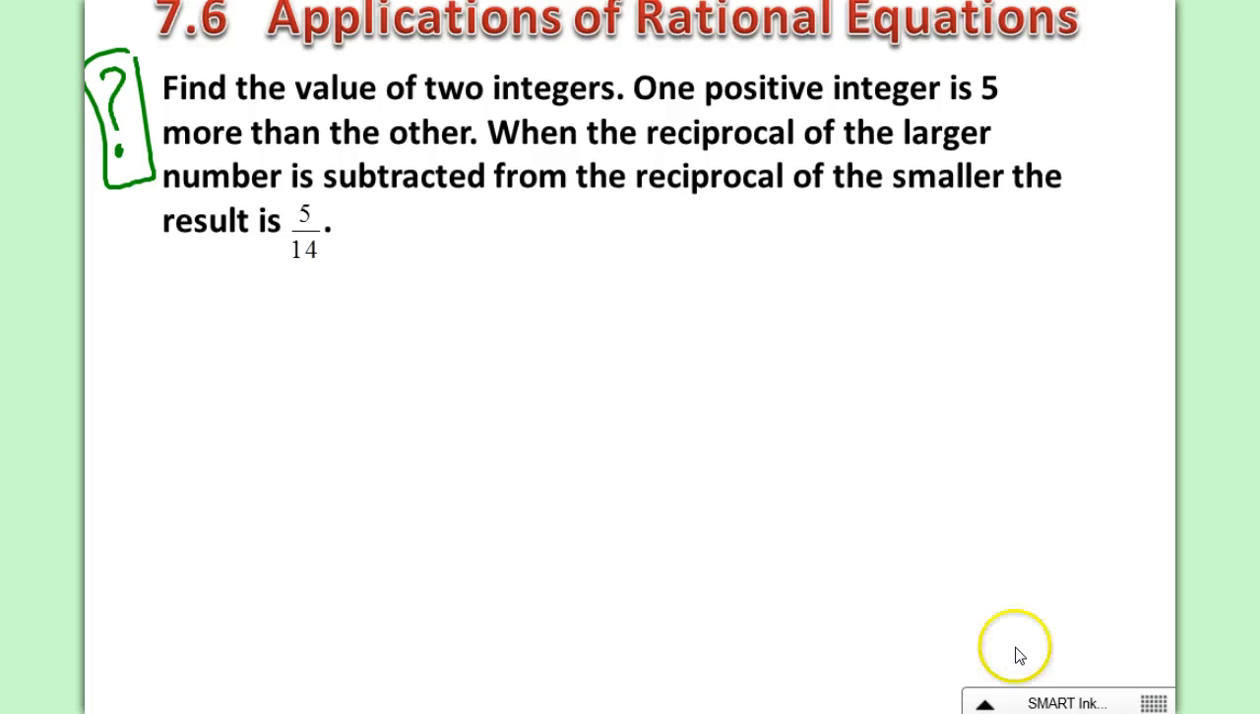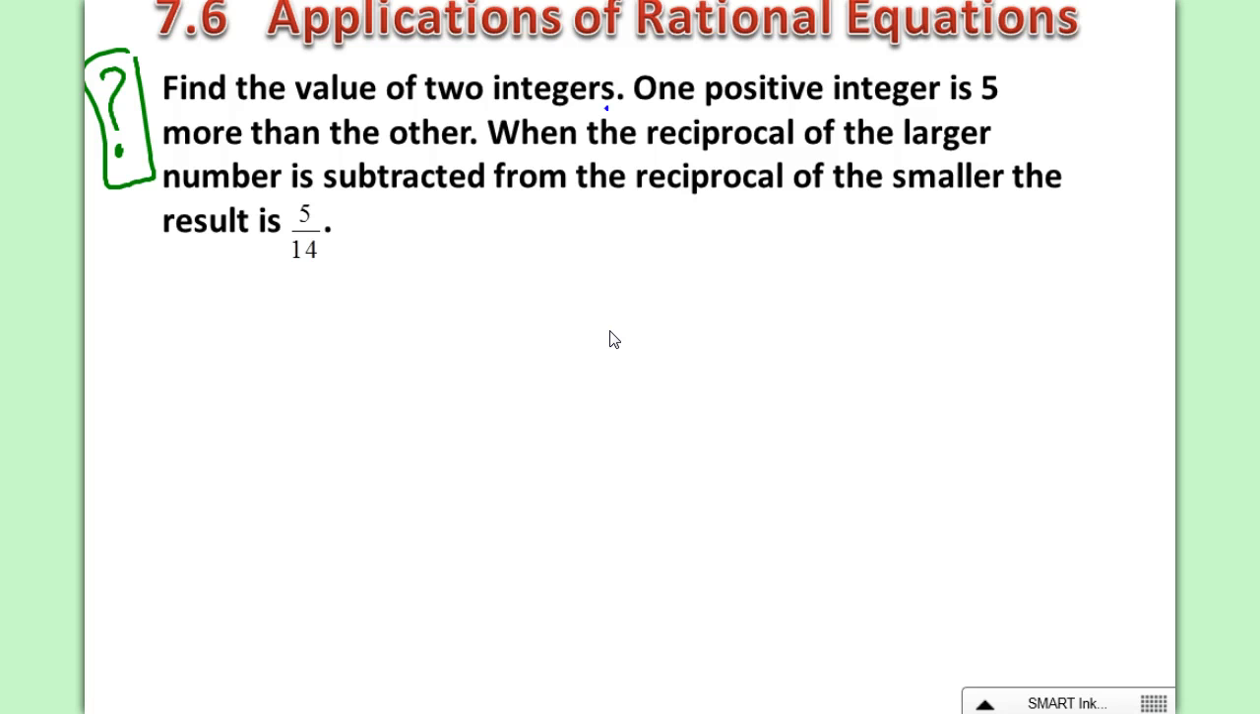To be honest, it's a good little entry and says, well, find the value of two integers, one positive integer that's 5 more than the other when the reciprocal of the larger number is subtracted from the reciprocal of the smaller. Blah, blah, blah. Now I know this is not going to save world hunger, and it's not going to be a cure for cancer. But what it is going to do is test our ability to underline and read.